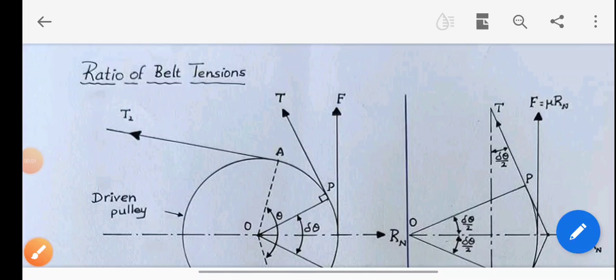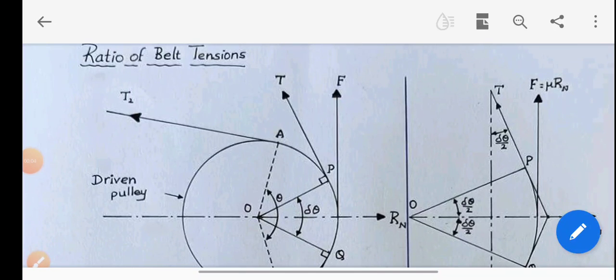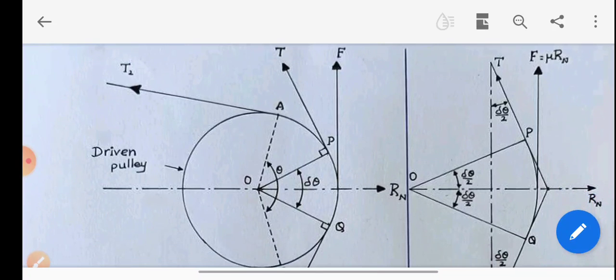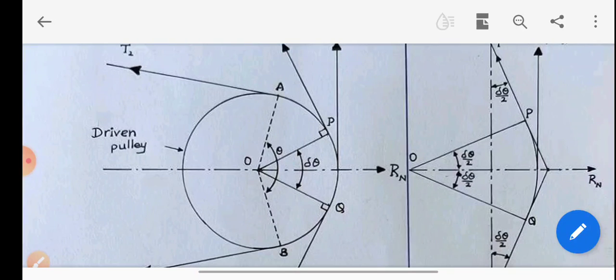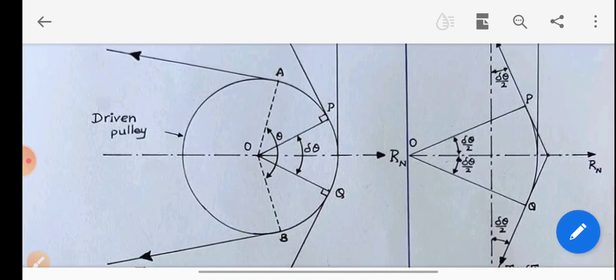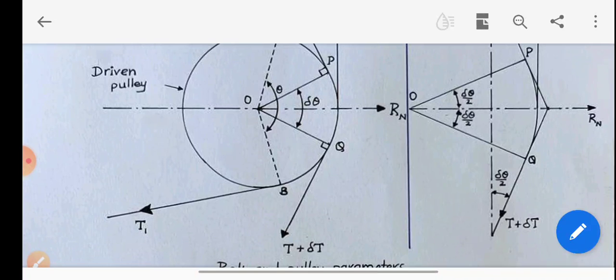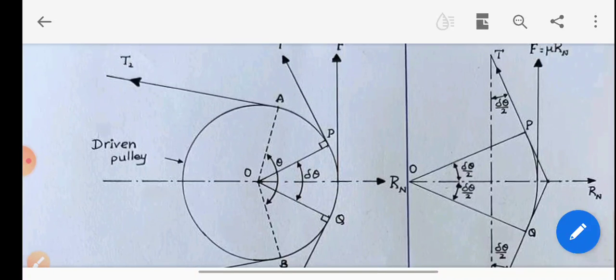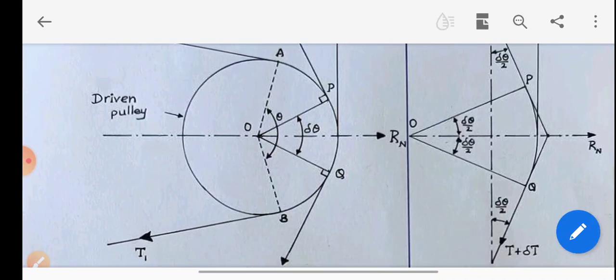Hello students. So in this video lecture we are going to discuss the ratio of belt tension. As we know, when the belt is around the pulleys, the rotation takes place because of friction between the belt and the pulley. So here I will consider the driven pulley as shown in the figure. You can see the tension on one side I will take as T1, the other side I will take as T2. And for our analysis purpose, I will consider a small segment, that is PQ.